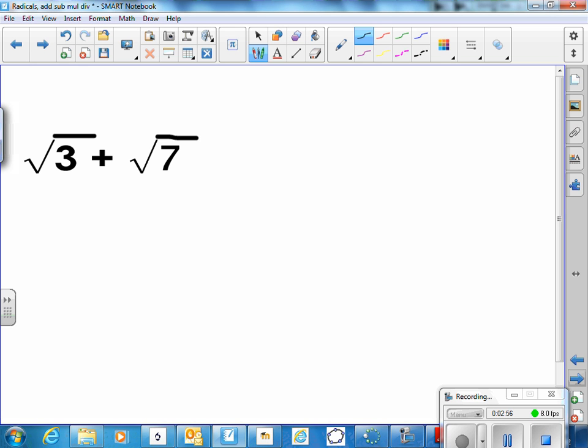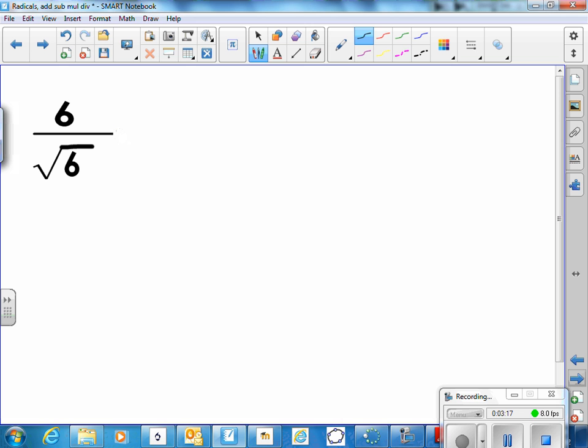But if these radicals are not the same value in the radical, then we cannot add them. So I have the square root of 3 plus the square root of 7. If we needed to know a number, we could put those into a calculator and get a decimal approximation and then add them to get close.